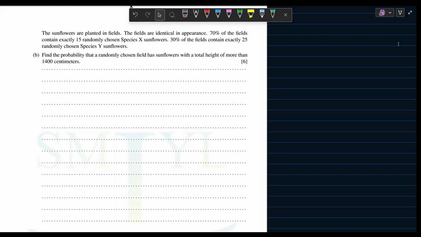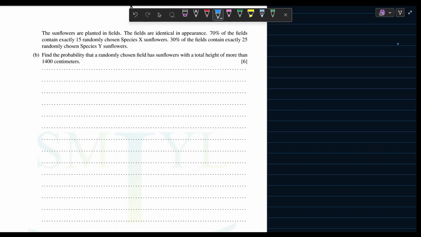Now we're told that the sunflowers are planted in fields. The fields are identical in appearance. 70% of the fields contain exactly 15 randomly chosen species X sunflowers. 30% of the fields contain exactly 25 randomly chosen species Y sunflowers. Part B. Find the probability that a randomly chosen field has sunflowers with a total height of more than 1,400 centimeters. Okay, so here we've got two types of fields, right?